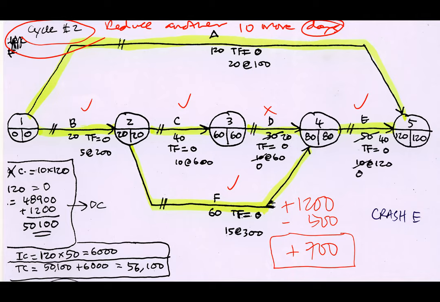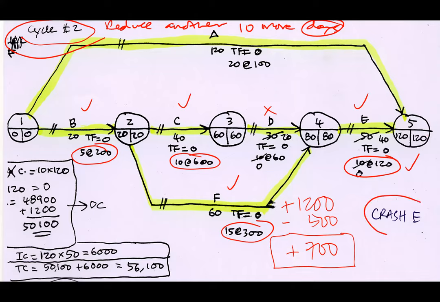So what to crash? If we need to crash another 10 more days, what to crash? Well, it looks like this one, 600, 200, 300, and 120, which one is less expensive? E would be possible. Now let's try crash activity E. What would happen? You need to do the recalculation whether it is feasible or not. It looks like when you slash 50, remaining 40, then normal activity DE that you can crash. So please do the calculation. 80 plus 40 equivalent to 120.